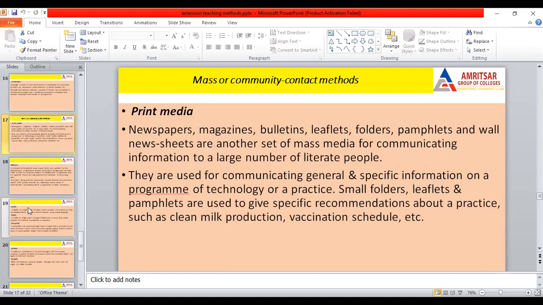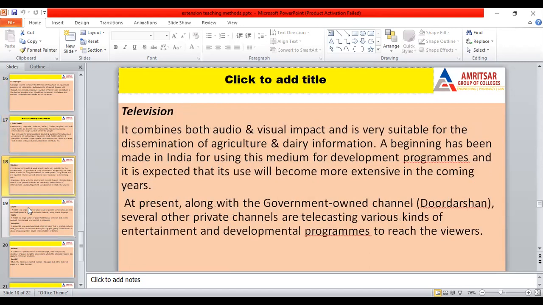Next is print media. Newspapers, magazines, bulletins, leaflets, folders and pamphlets are included in printed media. These are used to cover a large number of people for the dissemination of information.